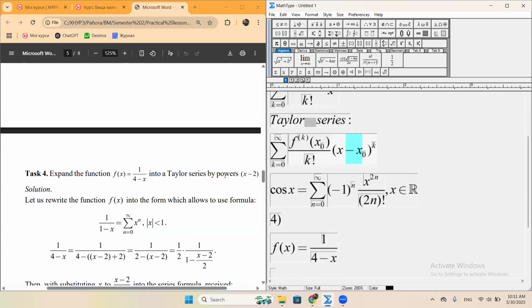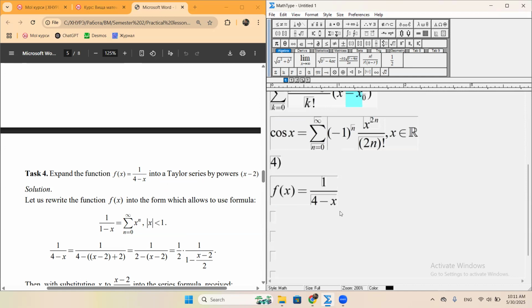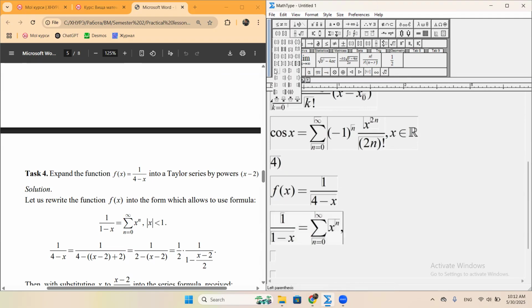And in task number 4, we have to expand the function into a Taylor series by powers of x minus 2. So how to do it? First of all, we will use the formula of standard expansion: 1 over 1 minus x equals the sum over n from 0 to infinity of x to the power of n, and the modulo of x is less than 1.